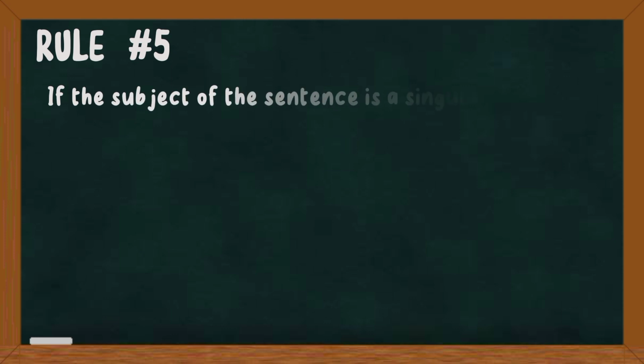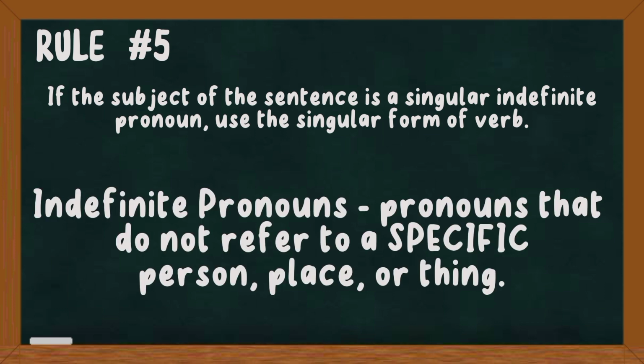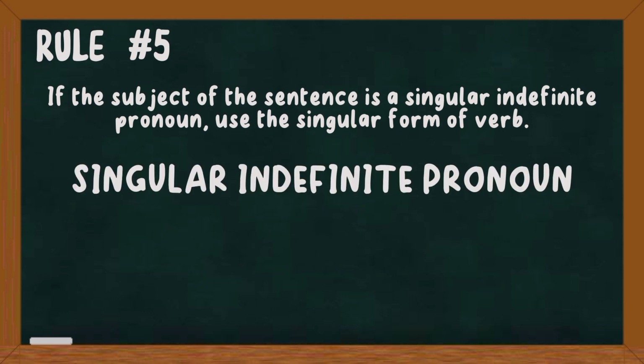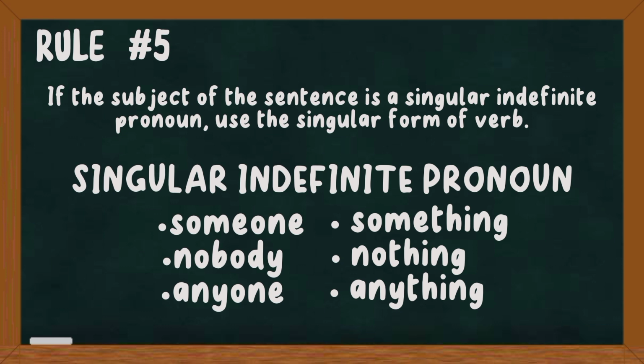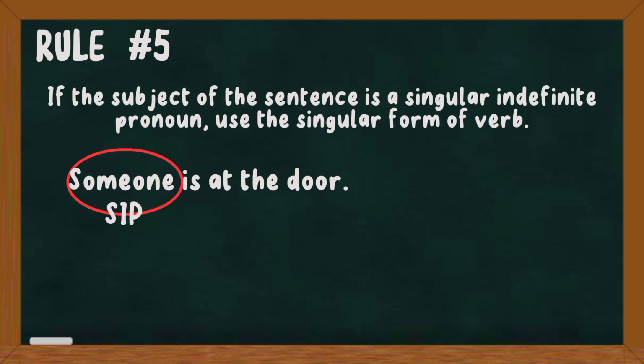Rule number 5. If the subject of a sentence is a singular indefinite pronoun, use the singular form of verb. An indefinite pronoun is a pronoun that does not refer to a specific person, object, or thing. Some of the examples of singular indefinite pronouns are someone, something, nobody, nothing, anyone, and anything. For example, someone is at the door. Someone is a singular indefinite pronoun, thus it uses a singular form of verb, is.